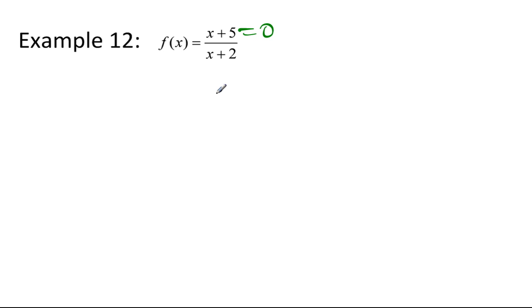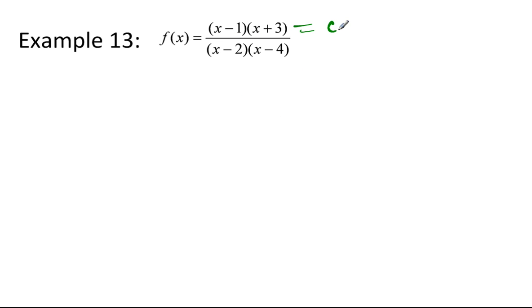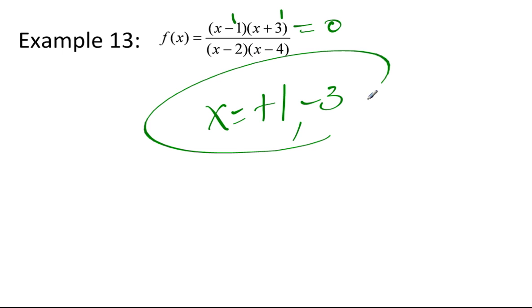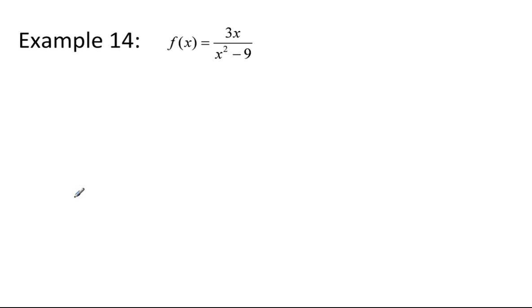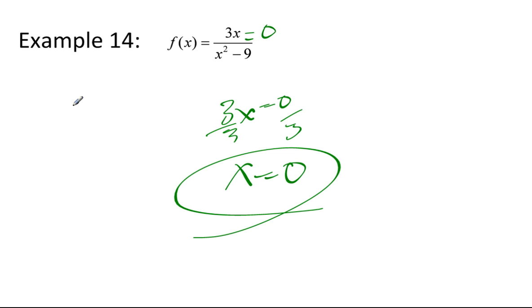The rest of these, we just put them equal to 0 on the top here, subtract 5, so x is going to equal -5. And just kind of go through that stuff. 0 here, so we're going to take the opposites of both of these. So x is going to equal +1 or -3. These are all those solving things that we did way back in like December or something like that. 3x equals 0. We would divide by 3, both left and right. 0 divided by 3 is going to stay at 0.